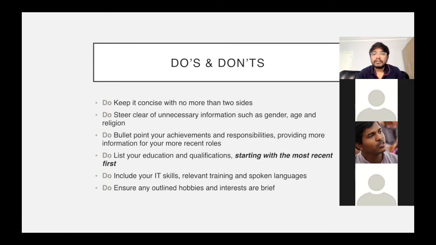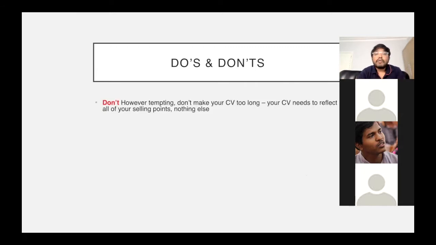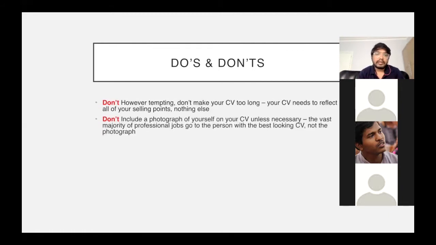Ensure you outline hobbies and interests briefly. You don't have to write a whole paragraph about your hobbies. Just keep it simple. Now the don'ts. However tempting, don't make your CV too long. So keep it clear, just mention your selling points, nothing else.